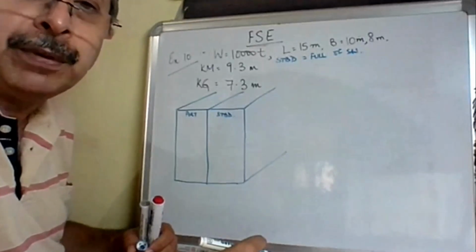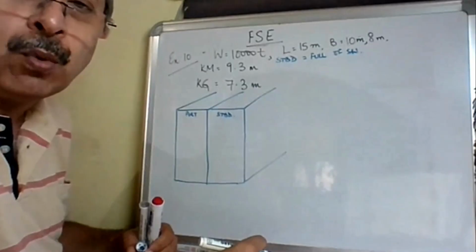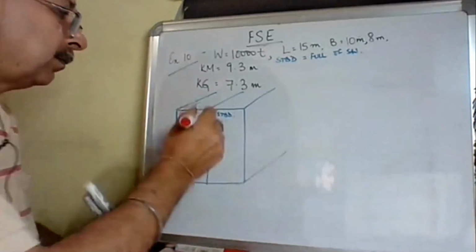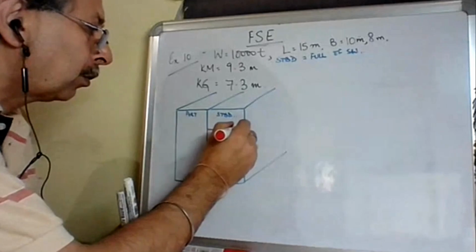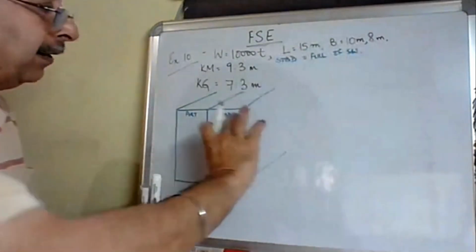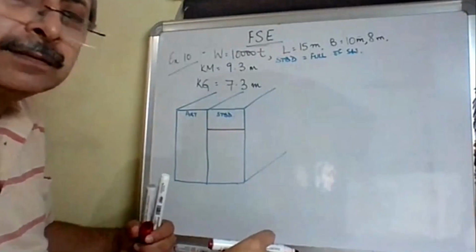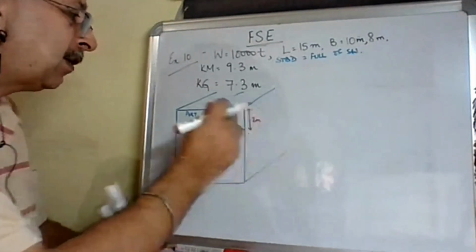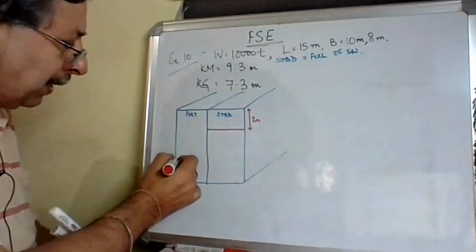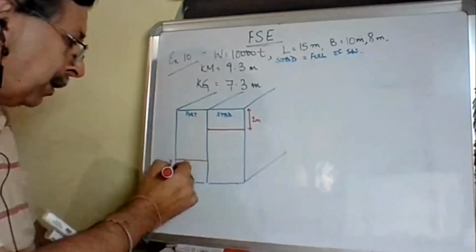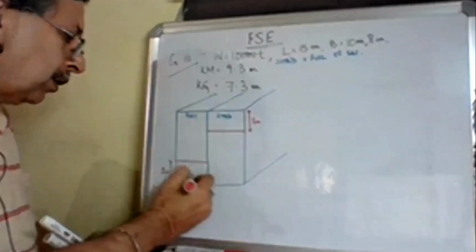Calculate the GM of the ship when 1/4 of the water, that means 1/4, is transferred. 1/4 of the water, that means the height is 8 meters, so how much water did we transfer? 2 meters. So I transferred 2 meters of water from here to there, so how much water will go here? Sir, 2 meters. Here also 2 meters will go.